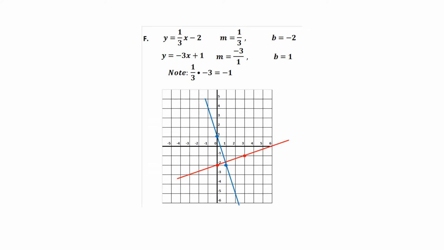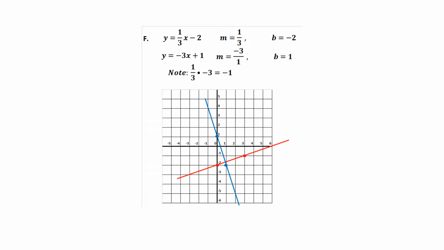In this example, we have two lines again. The slope of the first line is 1/3, and the slope of the second line is -3. If you multiply 1/3 times -3, the product yields -1. So if two slopes are such that when you multiply them, you get -1, the lines will be perpendicular. And we see y equals 1/3 x minus 2, that line is in red, and y is equal to -3x plus 1, that line is in blue, and those lines are perpendicular.